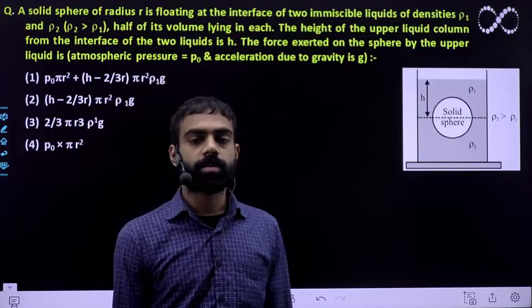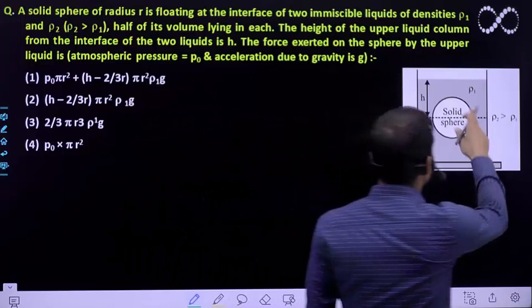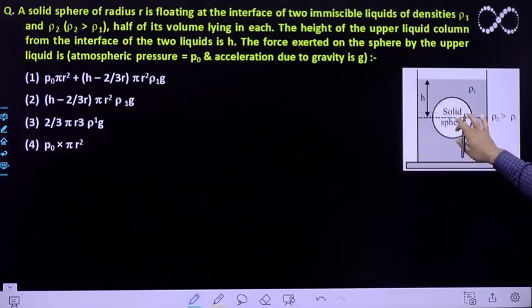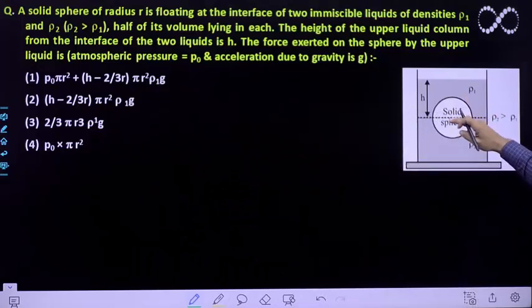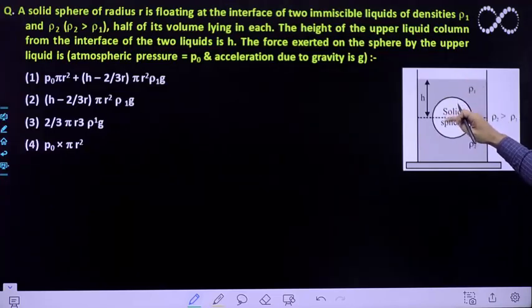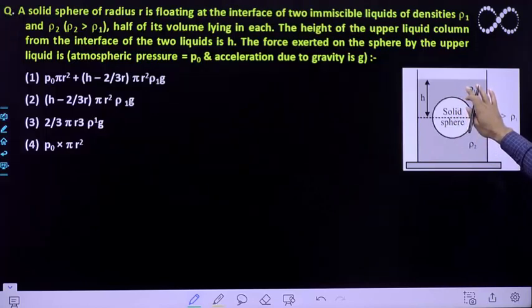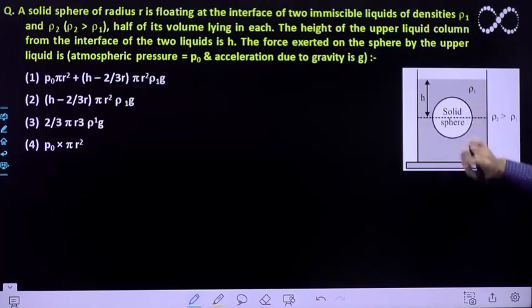Hello students, let us see this question here. In this question a solid sphere is given whose radius is small r, and it is dipped such that half of the volume of the solid is in liquid 1 and the other half is in liquid 2. It is asking how much force the liquid is exerting on this solid.